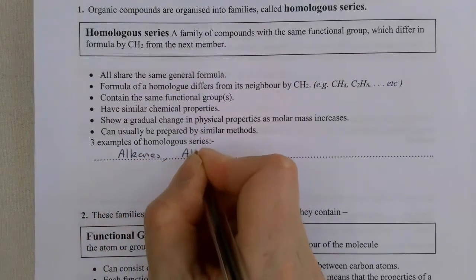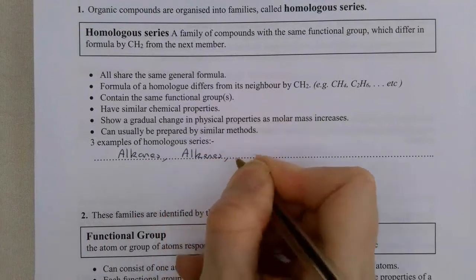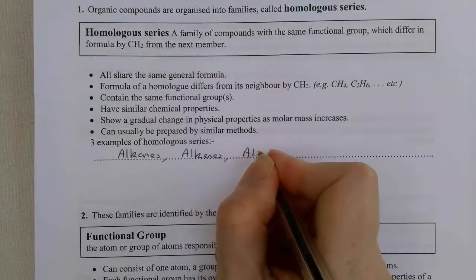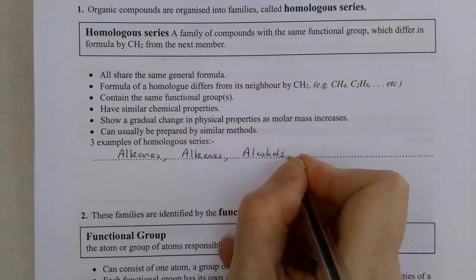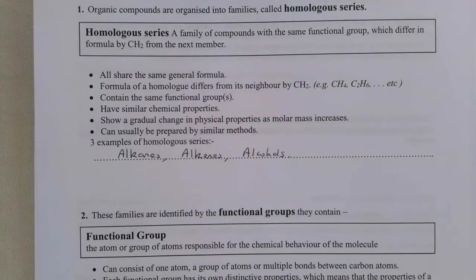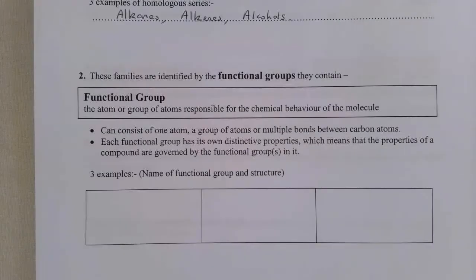There's also alkenes and alcohols. And those are just 3 homologous series. You could also have things like carboxylic acids, esters, nitriles. They all have the same functional group. So this functional group is important. It's the atom or group of atoms that are responsible for the chemical behaviour of the molecule.